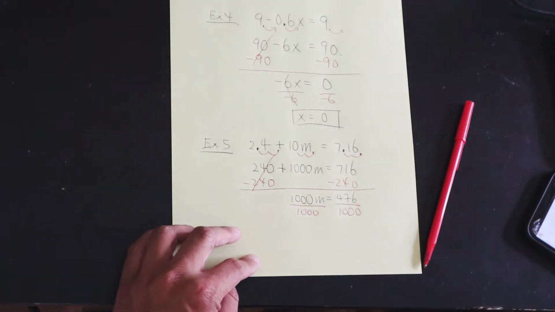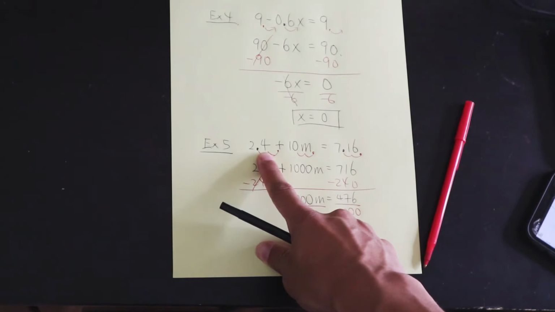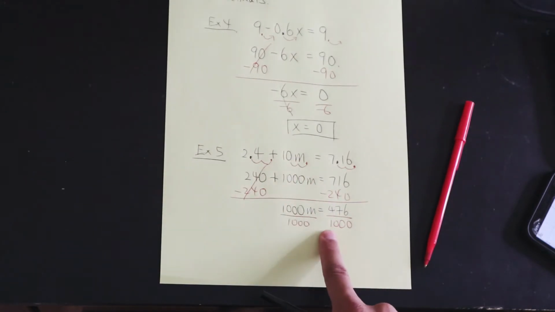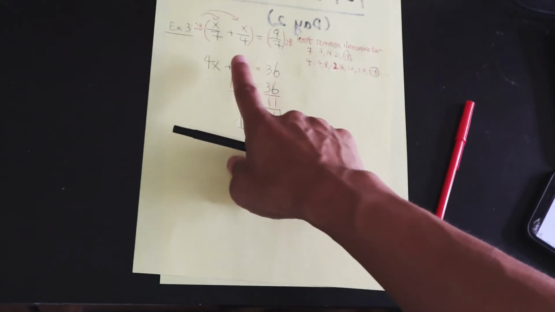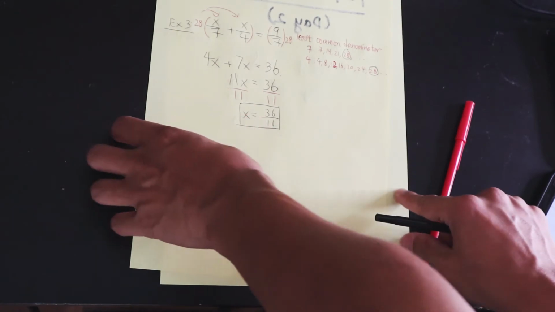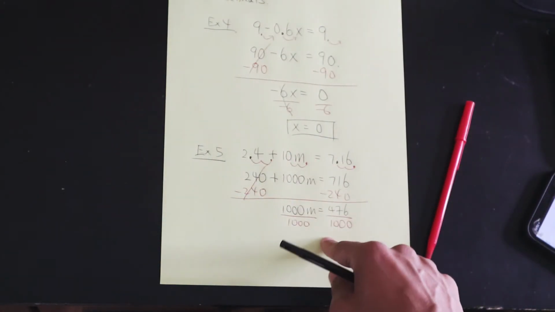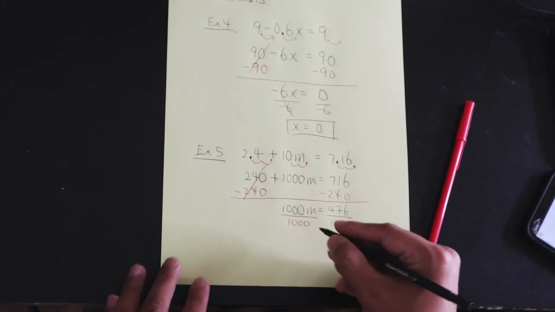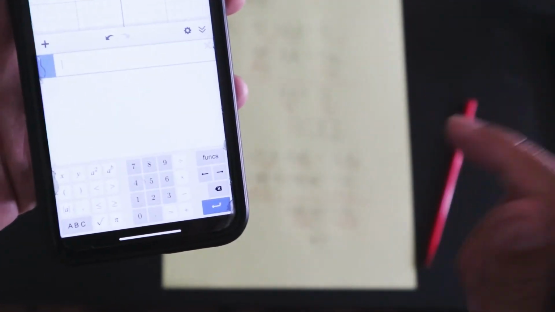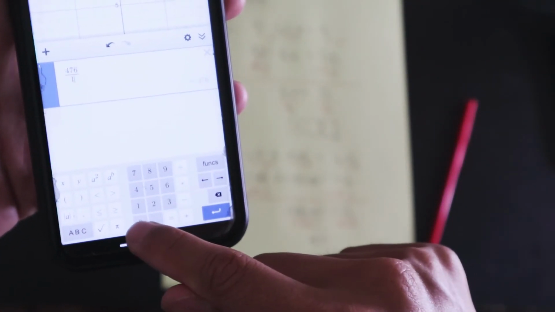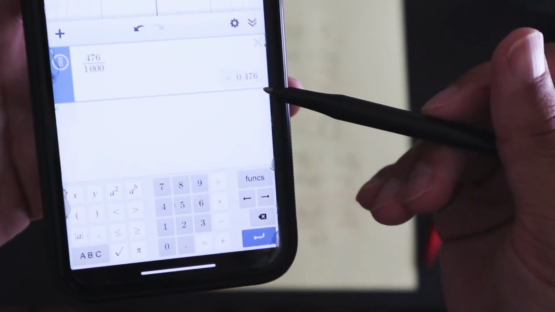I think on the homework, if they give you an equation with decimals, I want you to leave your answer in decimals. If they give you an equation involving fractions, then you're going to leave your answer in terms of fractions. So just like the previous one, if it's fractions, you leave your answer as fractions. If the equation is decimals, you leave your answer as decimals. So 476 divided by 1,000, I need to use a calculator, and this time you're going to leave it as a decimal. My final answer is 0.476.